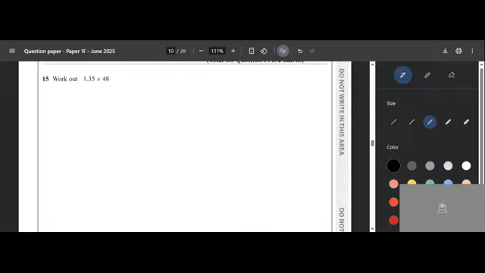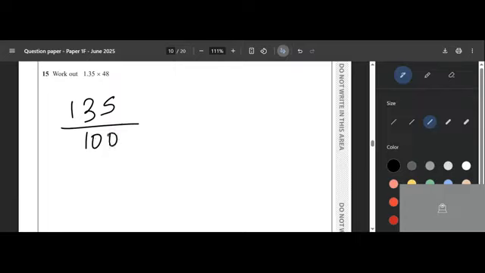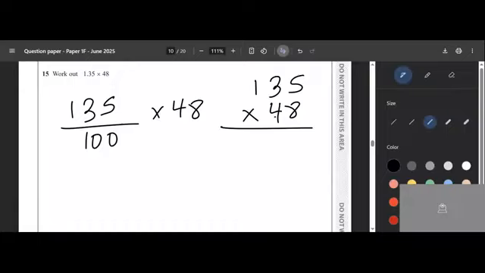Work out. Remember, we are not using a calculator, so we just say 135 divided by 100 times 48. It is better that you just work out the whole number instead of dividing. You can also divide if you are flexible with quick divisions and multiplications. Still no problem, because you have to be accurate. So let us see. I'm going to use the whole number multiplication method.